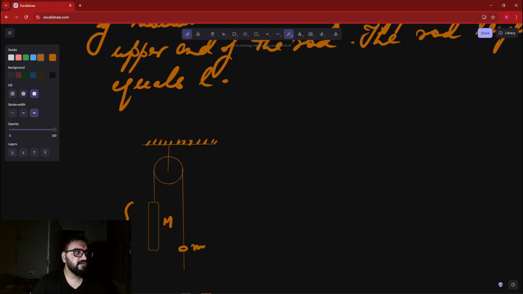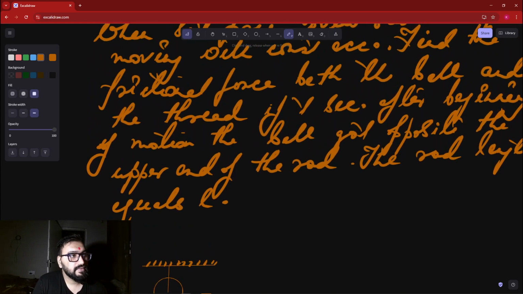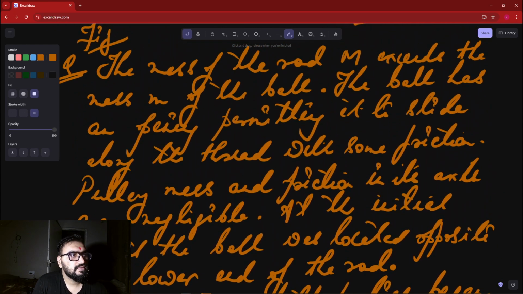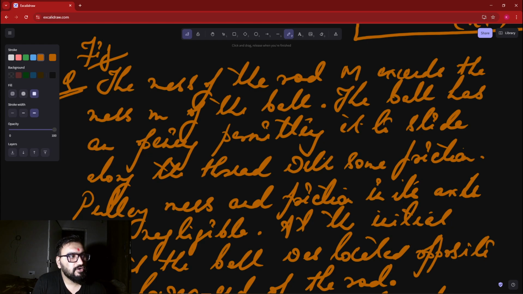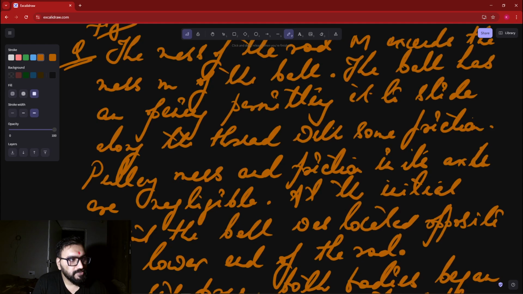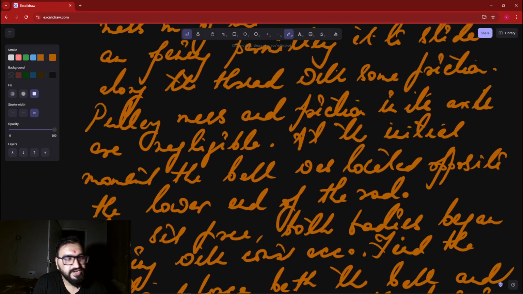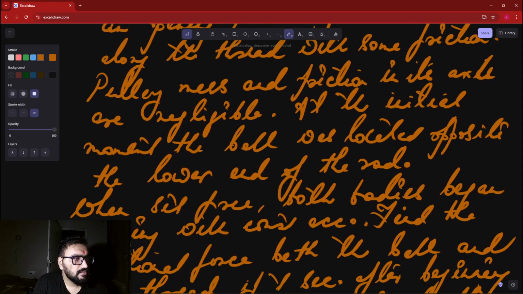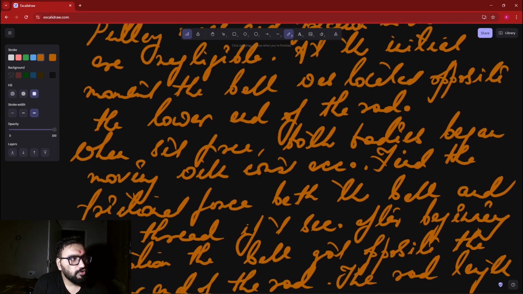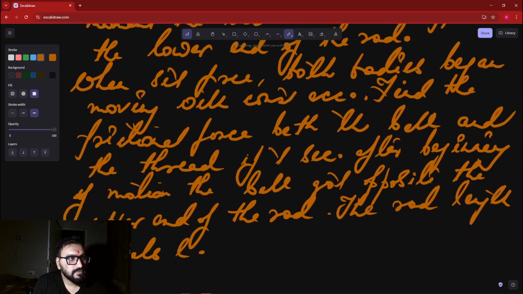Let me read out the question now, since I have drawn the diagram. There is a rod of mass capital M, which exceeds the mass m of the ball. The ball has an opening permitting it to slide along the thread with some friction. I've already explained this part. The pulley is ideal. At the initial moment the ball was located opposite to the lower end of the rod. I've already explained this part. When set free, both bodies began moving with constant acceleration.